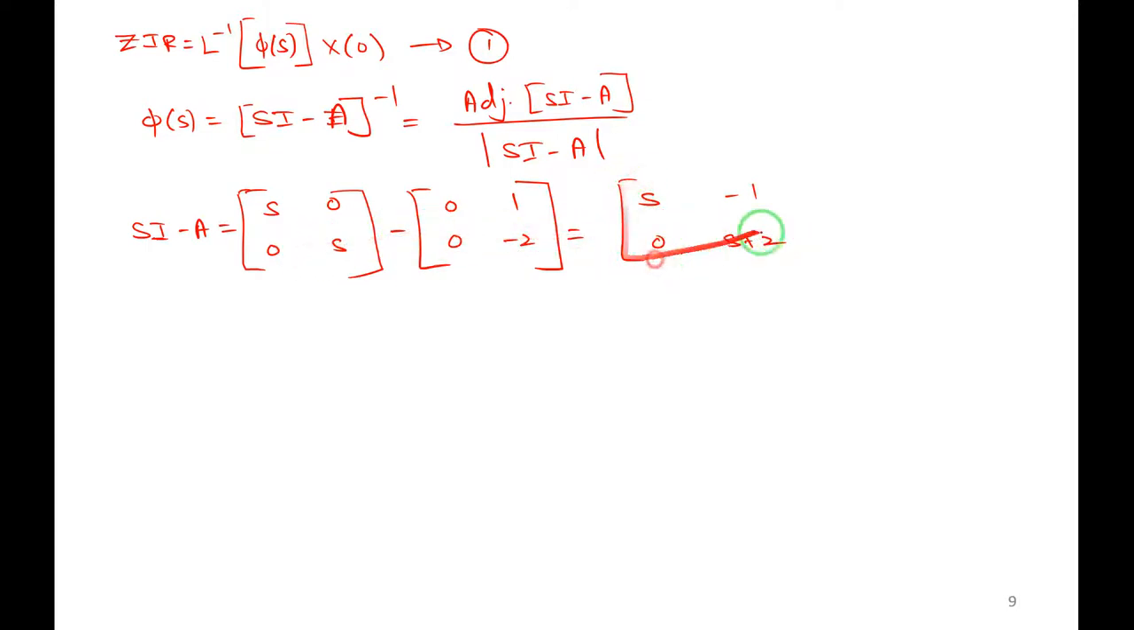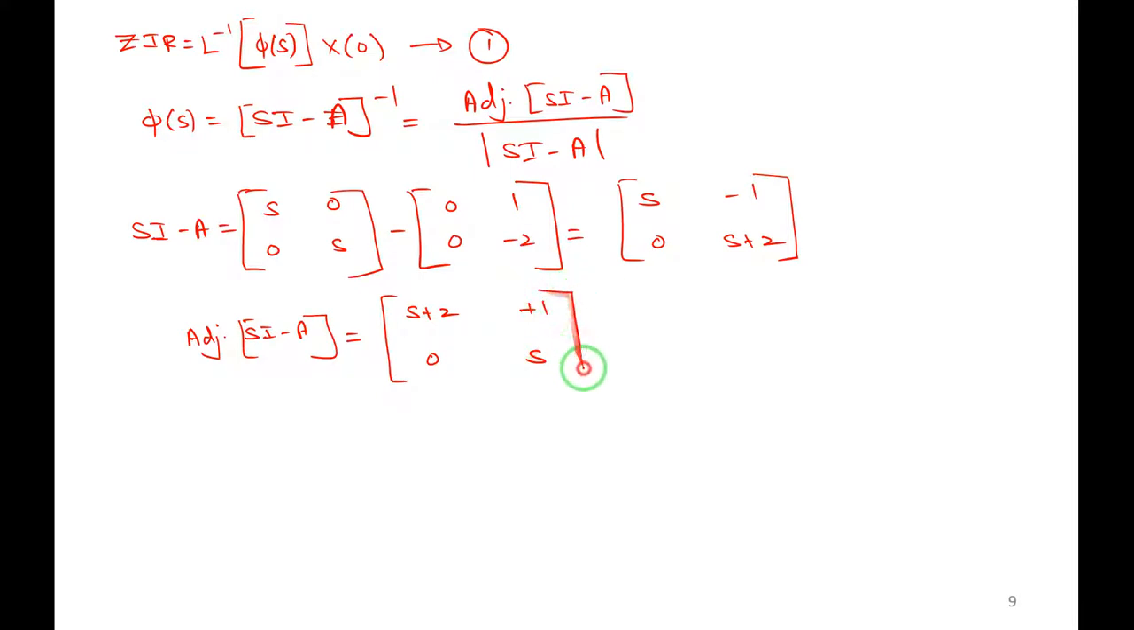Okay. So next we will get the adjoint of the matrix, the adjoint of sI minus A. To get the adjoint, interchange the diagonal elements, so s plus 2 and s are interchanged, and change the sign of the other elements. It will become plus 1, and this 0 stays as it is. So we got the adjoint.